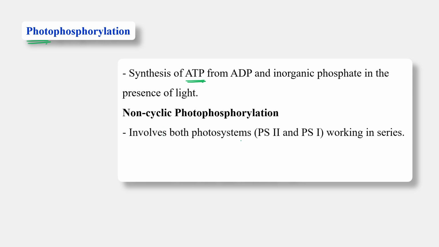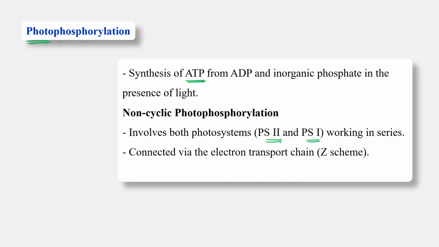Non-cyclic photophosphorylation includes both types of photosystem, PS2 and PS1. PS2, what is the center? P680. PS1, what is the center? P700. Both photosystems are involved in non-cyclic photophosphorylation, working in a series and connected via the electron transport chain known as the Z scheme, which we just discussed. In non-cyclic photophosphorylation, both ATP and NADPH form.